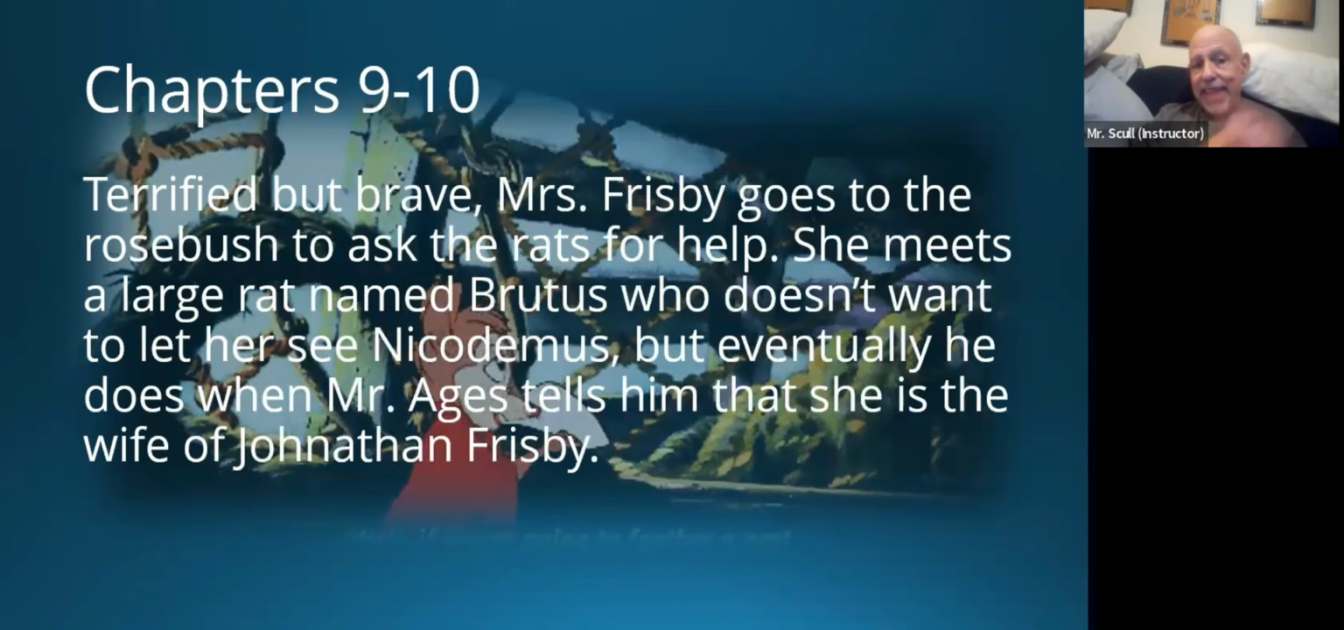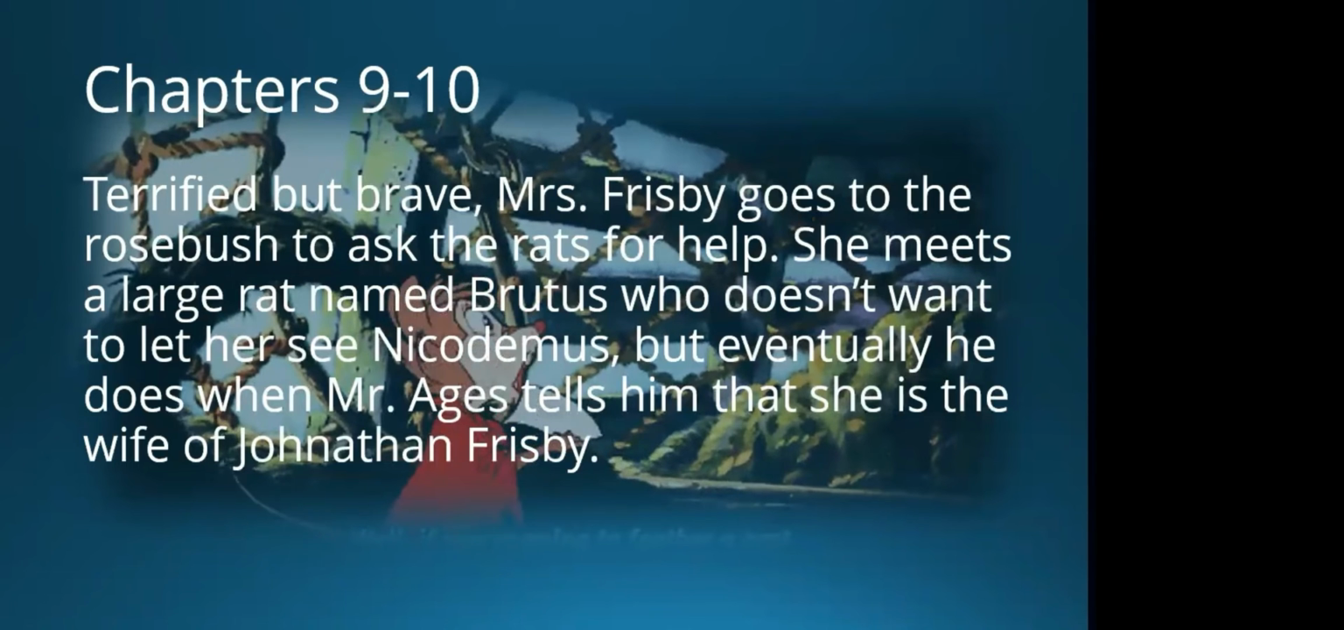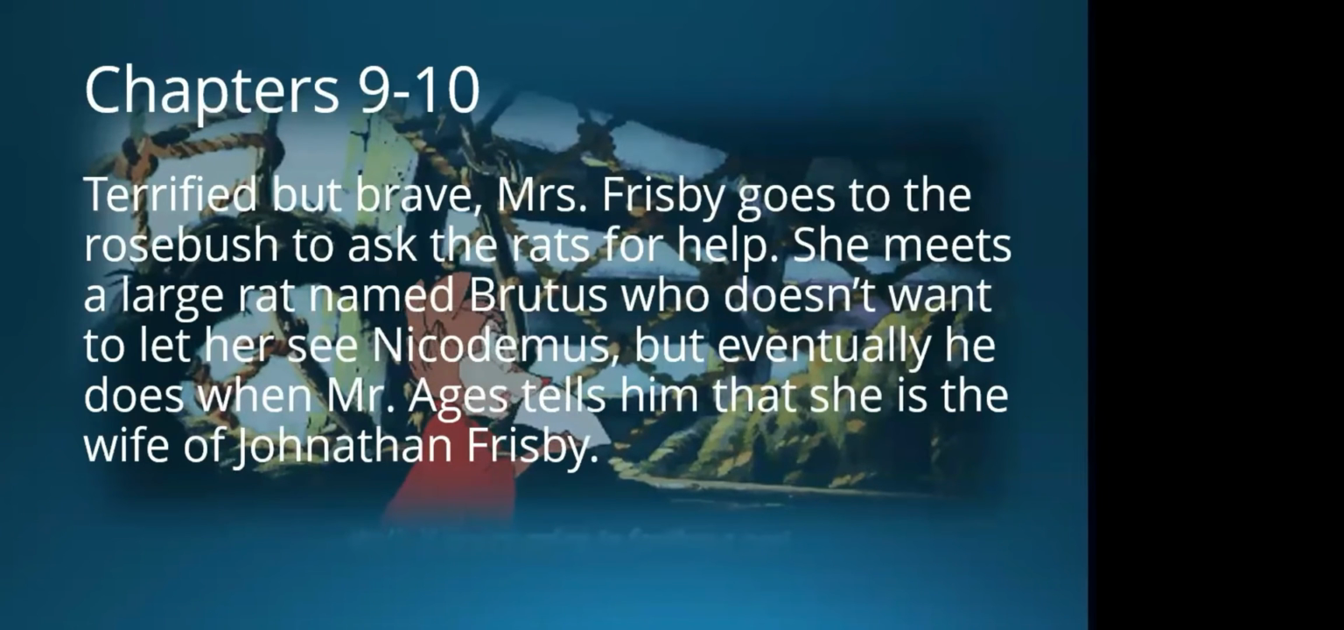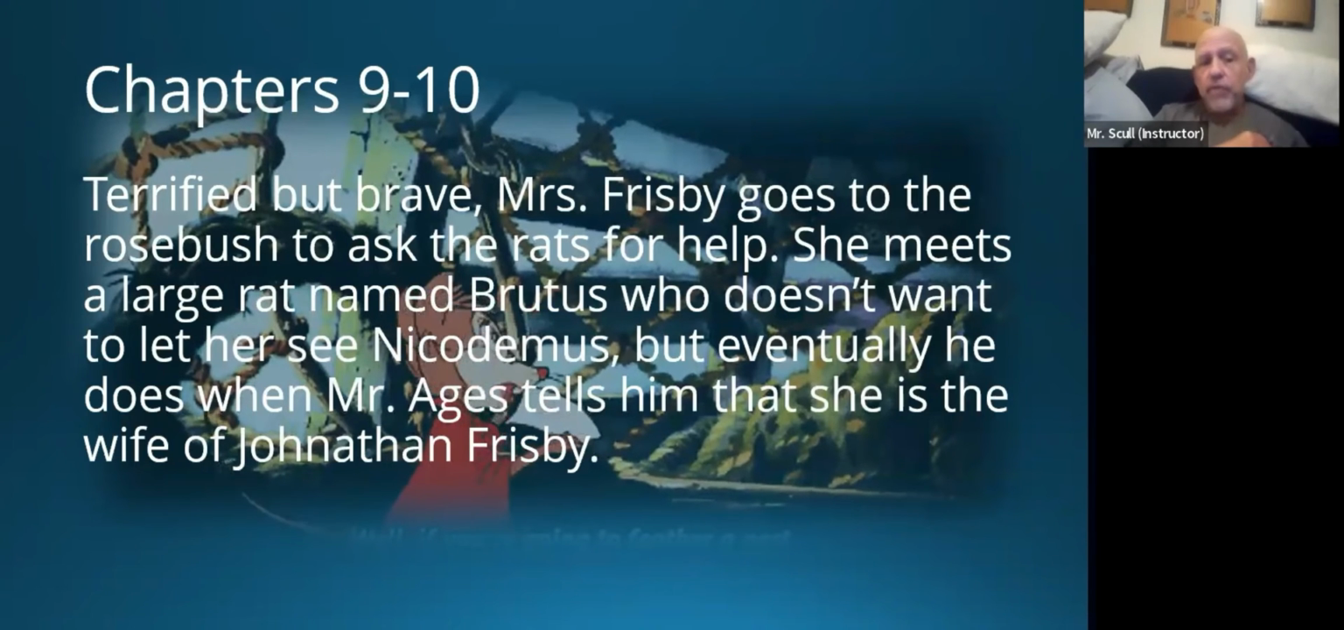Chapter 9 and 10. Terrified but brave, Mrs. Frisbee goes to the rose bush to ask the rats for help. She meets a large rat named Brutus. And Brutus, what is Brutus in the archetype? I don't know. Brutus and Justin are the guards. Yeah. It's mainly Justin, but Brutus was a substitute because Justin was at a meeting. Brutus doesn't want to let her see Nicodemus, but eventually he does when Mr. Aegis tells him that she is the wife of Jonathan Frisbee. Hey, Brutus, do you know who she is? She's the wife of Jonathan. So let her go. Leave her alone, right? So that's kind of what happened.